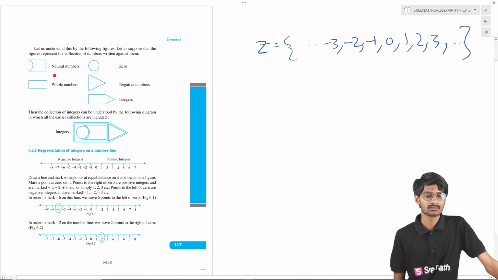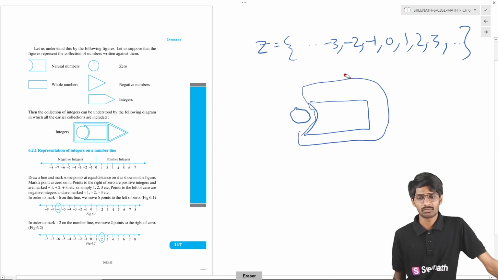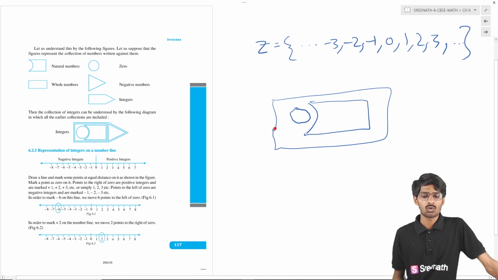So what happened? If you take this only, this is only the natural numbers. If you add 0 to the natural numbers, you will get this as the whole numbers. Natural numbers plus 0 gives us the whole numbers. So we represent whole numbers by a box. Finally this box is the whole numbers box. It has natural numbers and 0. These are the natural numbers, this is the 0. So next, what are integers?